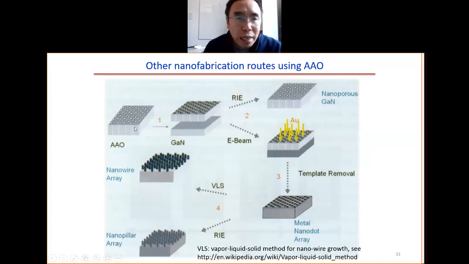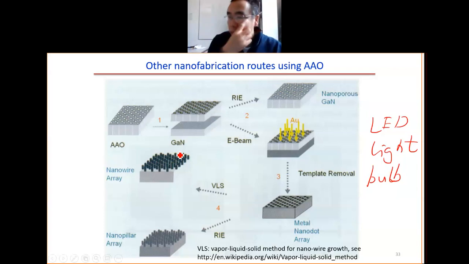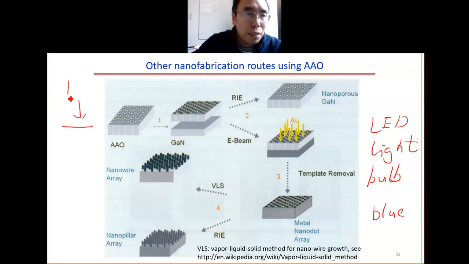Here's the second type of application. Here you have this AAO, you put it on the gallium nitride. What is the use of gallium nitride? We know that the LED bulb is made of gallium nitride. This gallium nitride gives you the blue color. But we know the LED light is a white color. How do you get white color? You have this blue light come in, and you put some phosphor.